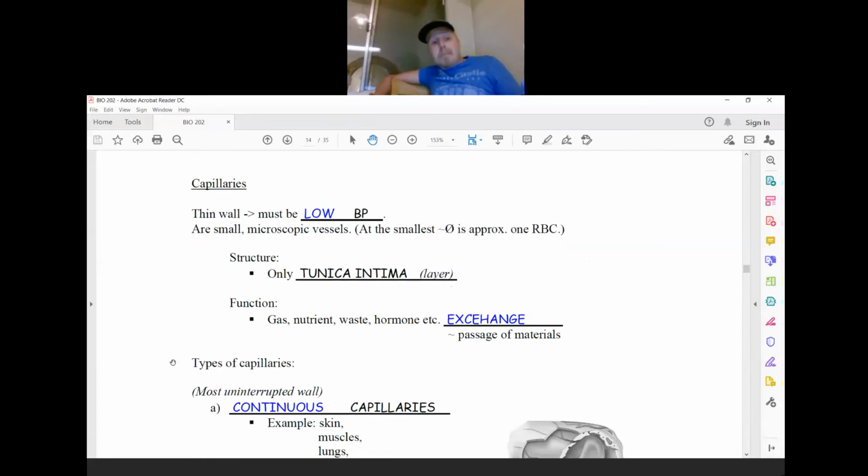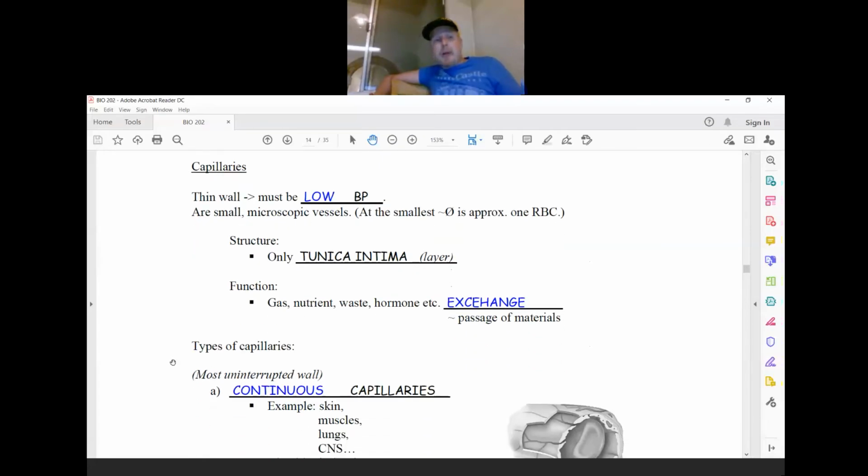The most important thing about capillaries that I want to highlight is that blood pressure there is very, very low. That's because the wall of the capillaries is very thin, so we cannot handle high blood pressure there. They're small, very microscopic vessels. The smallest of the capillaries have a diameter of approximately 1 red blood cell, or even a little smaller, because the red blood cell can actually get squashed a little and it will still pass through the vessel.